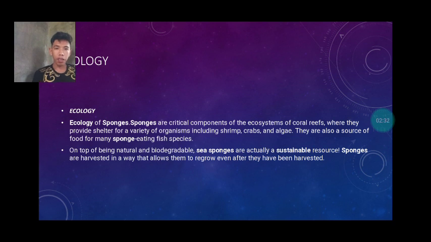Ecology: sponges are critical components of the ecosystem of coral reefs, where they provide shelter for a variety of organisms, including shrimp, crabs, and algae. They are also a source of food for many sponge-eating fish species. On top of that, being natural and biodegradable, sea sponges are actually a sustainable resource. Sponges are harvested in a way that allows them to regrow even after they have been harvested.